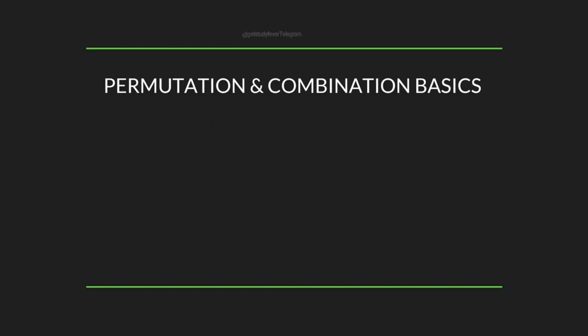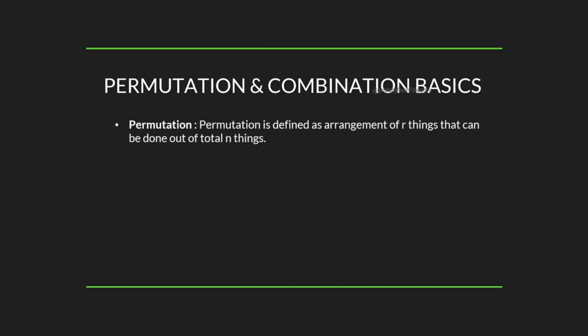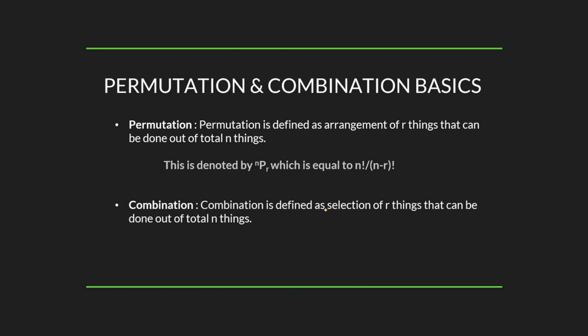Let's see permutation and combination now. Permutation is defined as arrangement of r things that can be done out of total n things. This is denoted by nPr, which is equal to n factorial divided by n minus r factorial. Combination is defined as selection of r things that can be done out of total n things. This is denoted by nCr, which is equal to n factorial divided by r factorial into n minus r factorial.